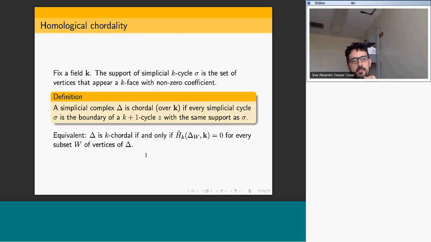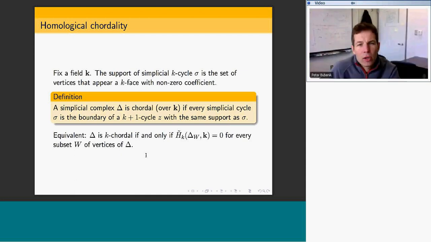An equivalence is that we can say that a complex delta is k-chordal if and only if the reduced homology of every induced subcomplex over k is zero. So this condition that I don't need to introduce any new vertices to find a cycle as my boundary, I don't need new vertices, means that I live in an induced subcomplex. So every induced subcomplex has vanishing homology.